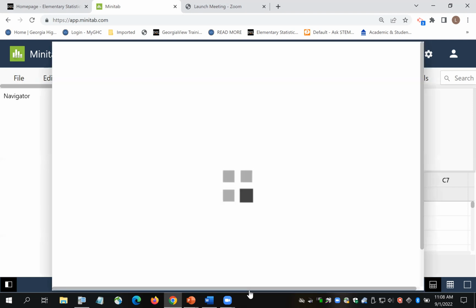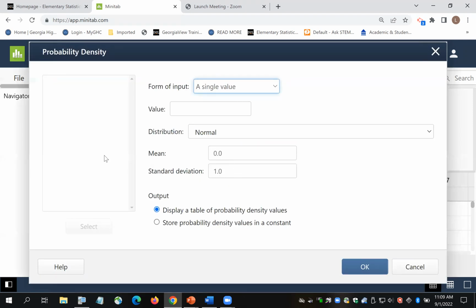Well, let's see. Okay, there we go. Okay, so once I select probability density function, it asks me for the form of input. Well, I am inputting a column of values. We will always be using a column of values.